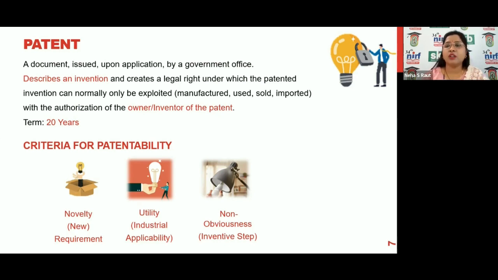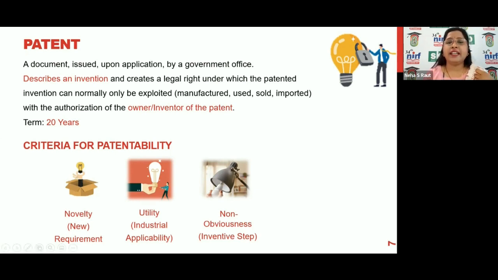So this is the document which is very important that we receive after the grant of a patent from the government office. And the term for one patent, or for one invention, is 20 years. So the inventor gets monopoly rights or incentives for 20 years after the grant of the patent.